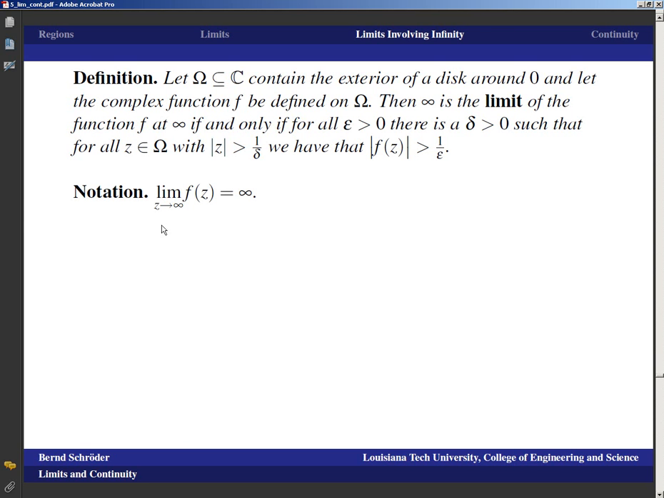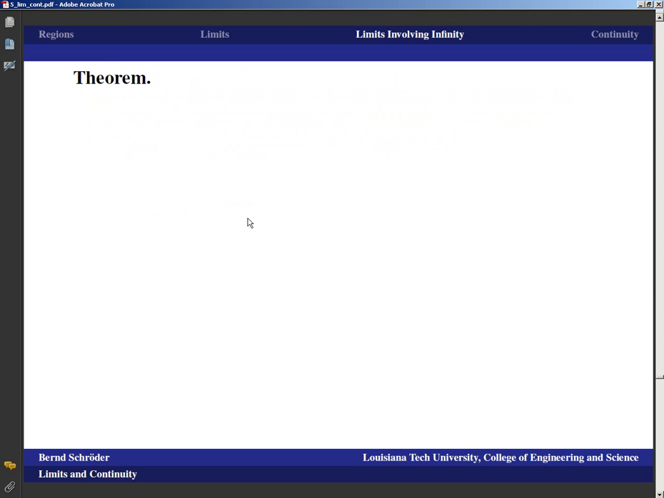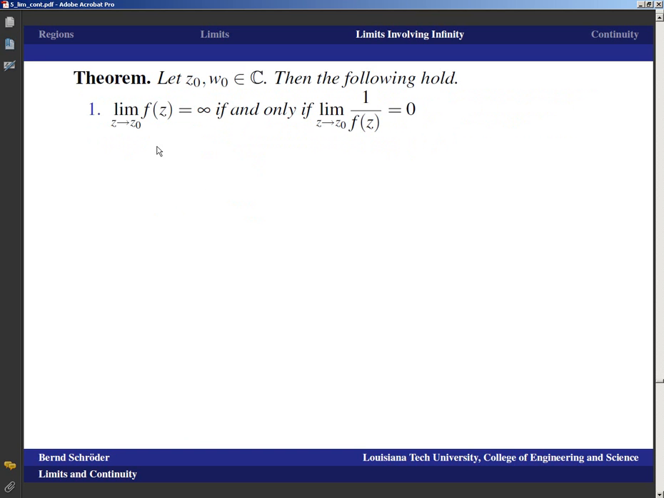Okay, so the notation is that the limit as z goes to infinity of f of z is infinity. And now we actually talk about some theorems. We take z0 and w0 both to be complex numbers. Then the following hold. The limit as z goes to z0 of f of z is infinity if and only if the limit as z goes to z0 of 1 over f of z is 0. Well, that makes sense, right? If f gets large, then 1 over f gets small. If 1 over f gets small, then f gets large.